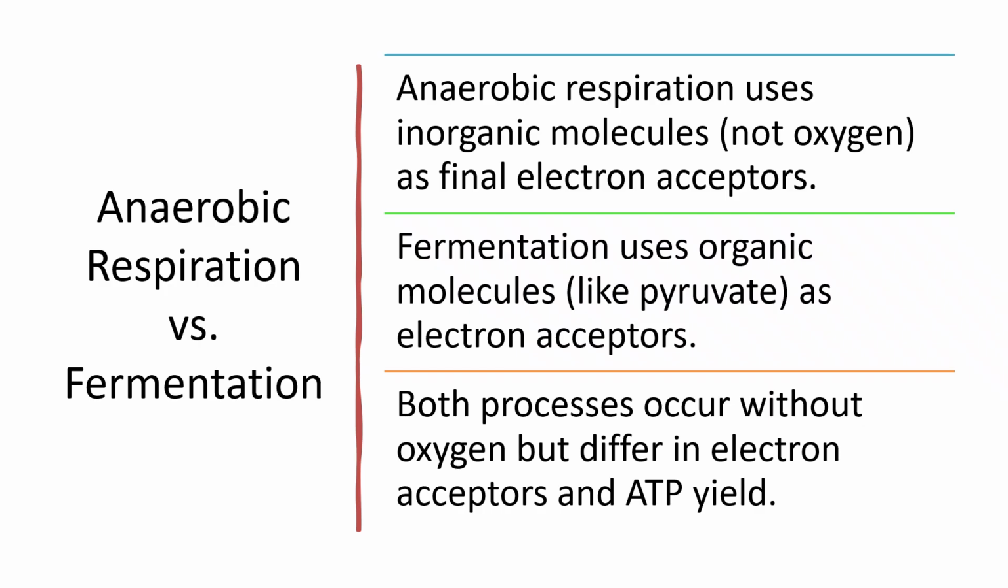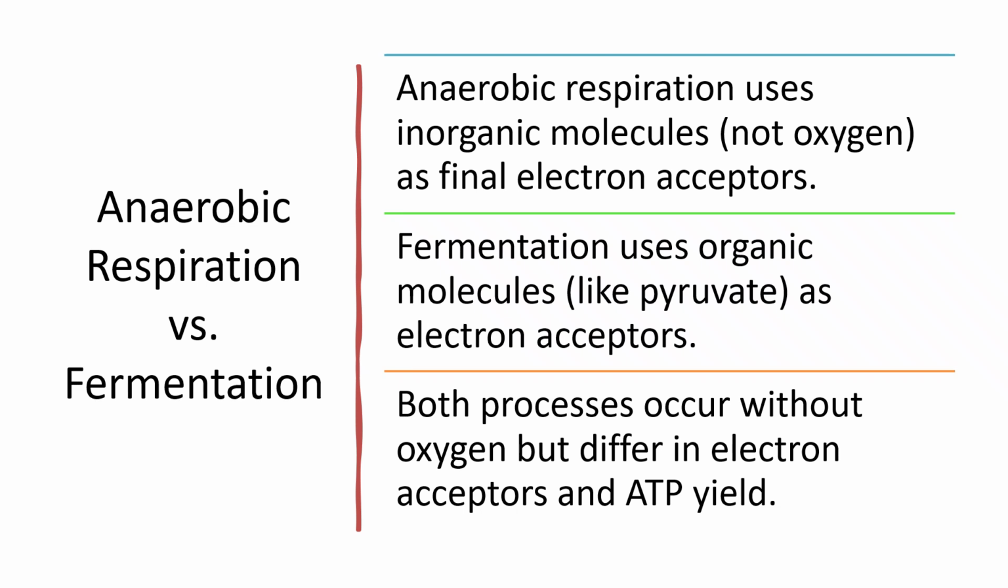Anaerobic respiration still uses an electron transport chain, but the final electron acceptor isn't oxygen. Instead, certain prokaryotes may use nitrate, sulfate, or even carbon dioxide. This process is more efficient than fermentation because it still creates a proton gradient to power ATP synthesis, though it generally produces less ATP than aerobic respiration.